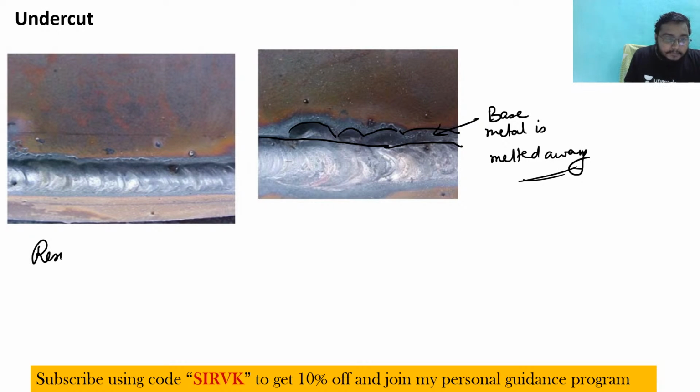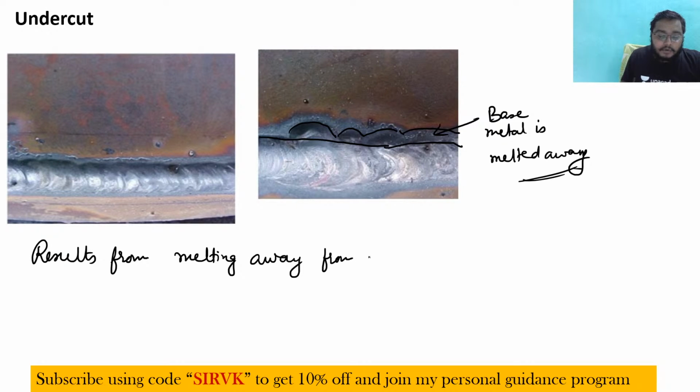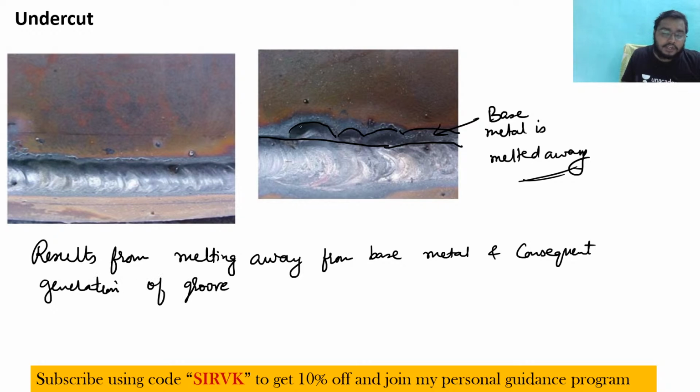So it results from melting away from base metal and consequent generation of groove. So here maybe a groove is present, groove shape हो जाता है, या देख रहे हैं कुछ नॉच टाइप का फॉर्म कर रहा है, groove in shape of notch. This is known as undercut.